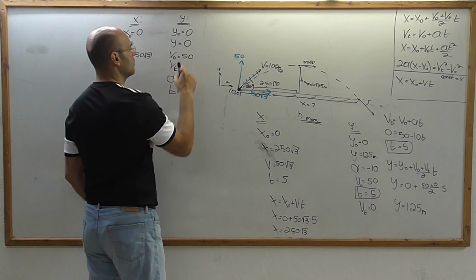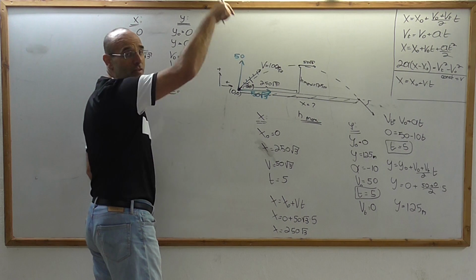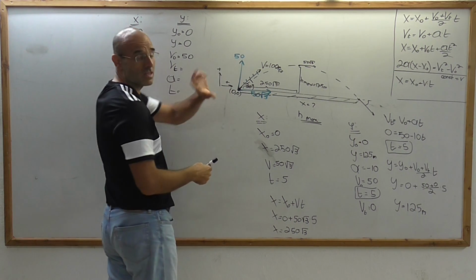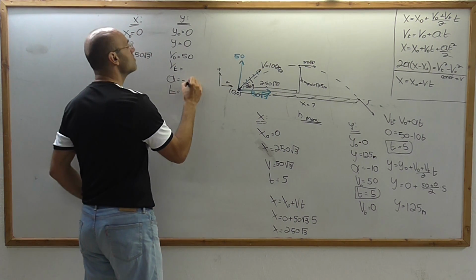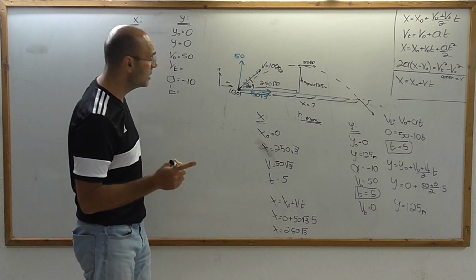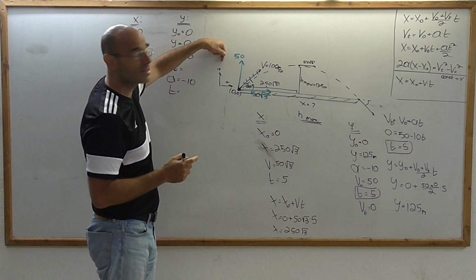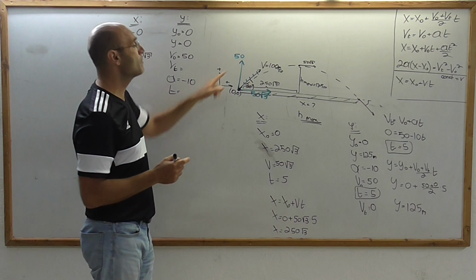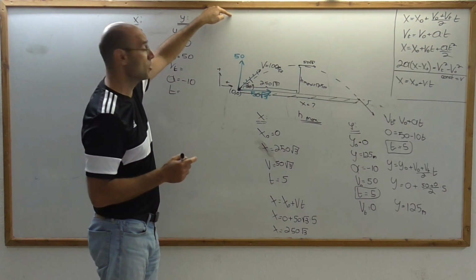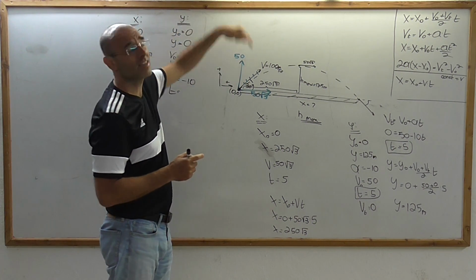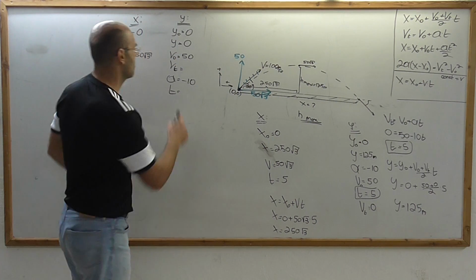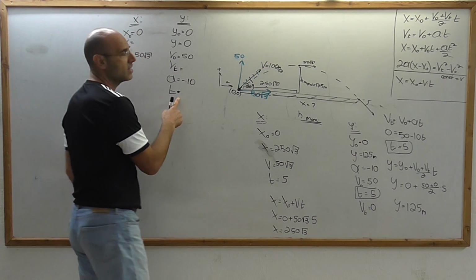V0 is 50. V final, I'll prove it will be 50 in this direction because it's a symmetrical problem. A is minus 10, we talked about it. It's always minus 10. It has two roles. First of all, it slows it down in the positive direction and then it accelerates it in the negative direction. Time, I'll prove it will be 10 seconds.